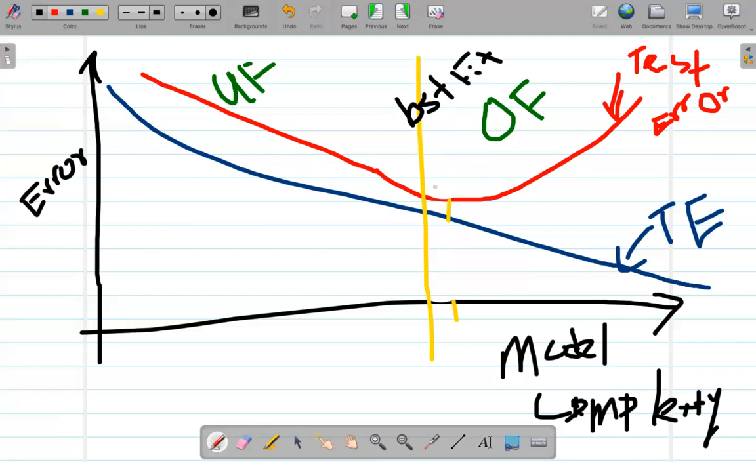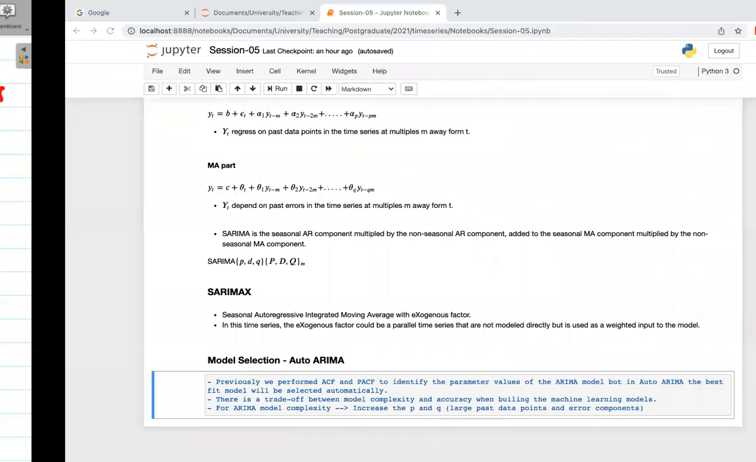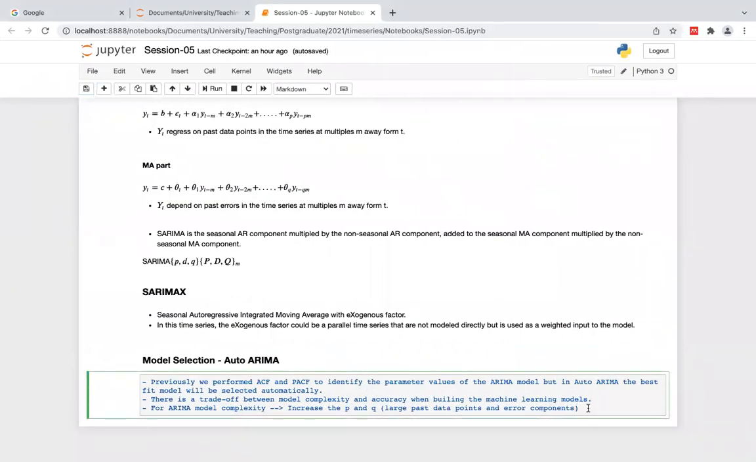Right. Then here, that's what I say. There is a trade-off between the accuracy and the model complexity, the past data points, the number of parameters that we are using. Then we want to identify that optimum place. That's what we are going to discuss in here.